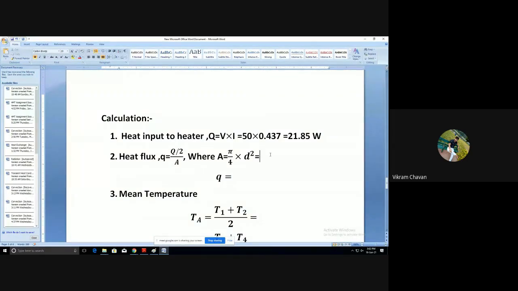Then calculate small q, which is equal to Q by 2 divided by area, where capital Q is 21.85. So divide by 2 and then divide by area, and that will give you the small q. The area is equal to 0.05725. Right. Okay, great. Then tell me the q value: small q equals Q by 2 divided by area.